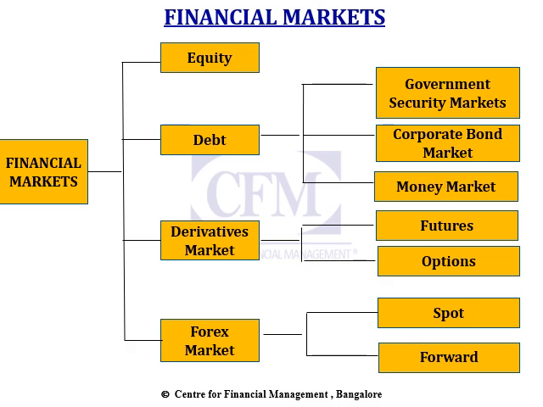Financial markets may be broadly divided into four types: equity market, debt market, derivatives market, forex market. Debt market in turn has three segments: common securities market, corporate bond market, money market. Derivatives market has two segments: futures market, options market. Forex market has two segments: spot market and forward market. We will discuss each of these markets in some detail.